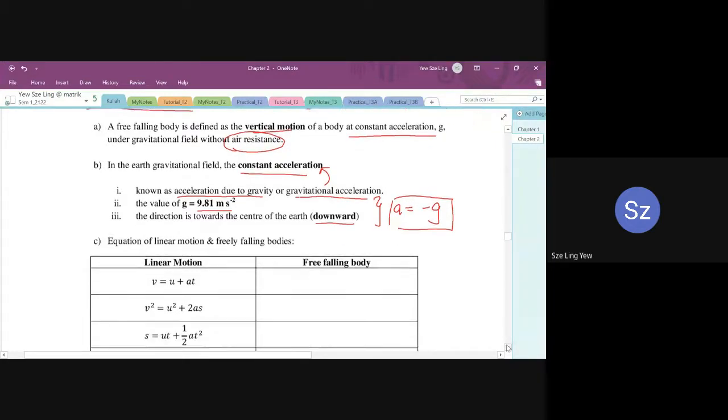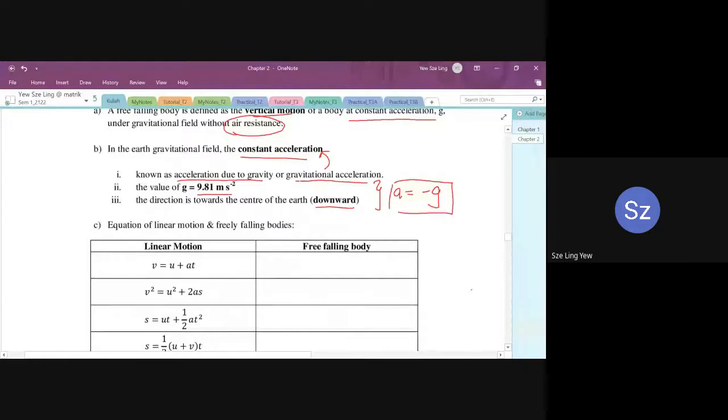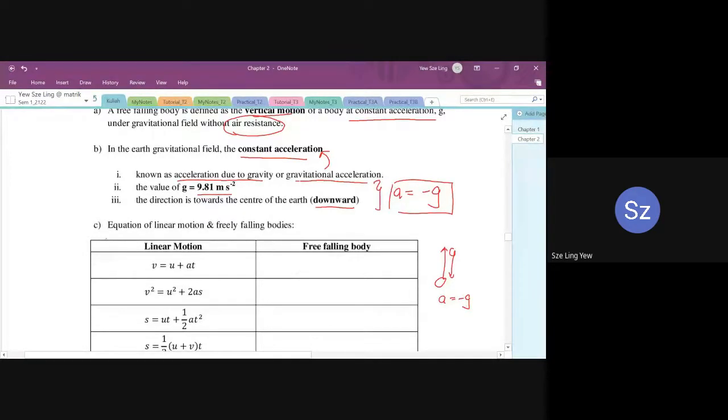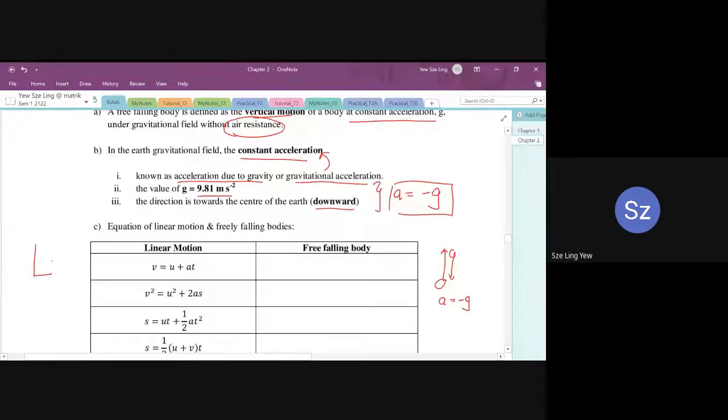I give you an example. Just now we said something moving in a straight line. You throw something up and then it falls down. In this case, because there's no external force, we say a equals to negative g. Now, if you launch a rocket, you launch a rocket.